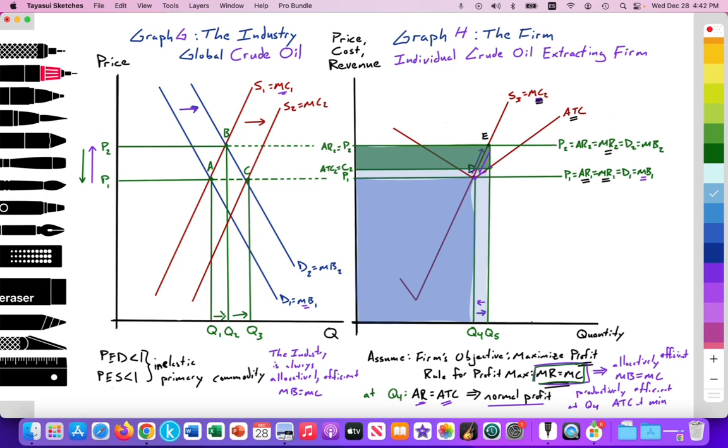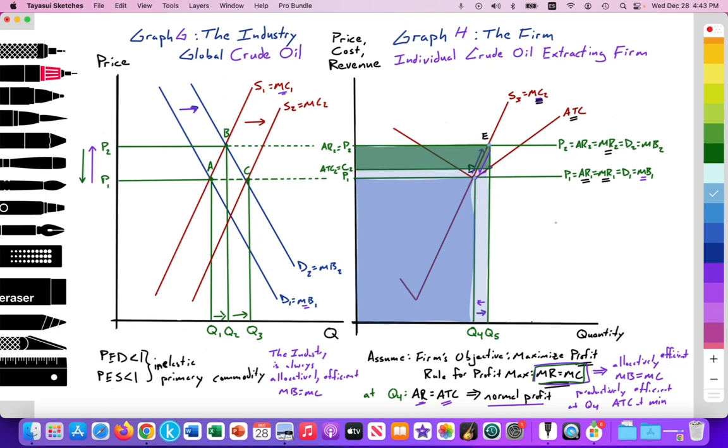Assuming the objective is profit maximization at point E, MR equals MC, that will set output at Q5, so firms will increase the quantity supplied from point D to point E, or from Q4 to Q5. At Q5, we see that P2 is greater than ATC2, or AR2 is greater than ATC2. Thus, the firm is generating supernormal profit, which can be illustrated by the green shaded area.